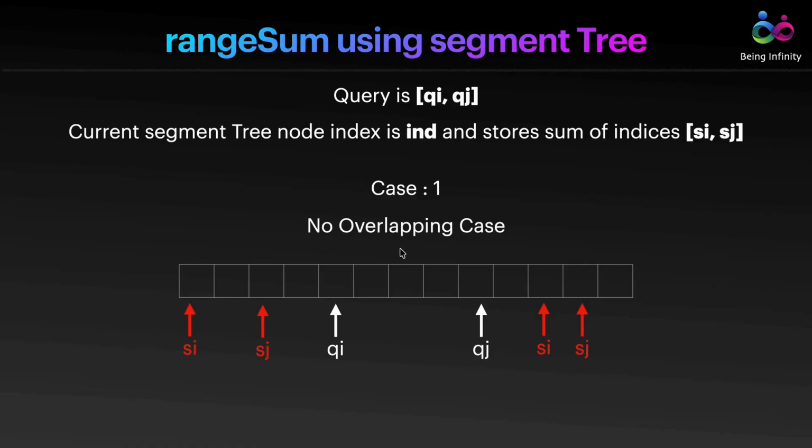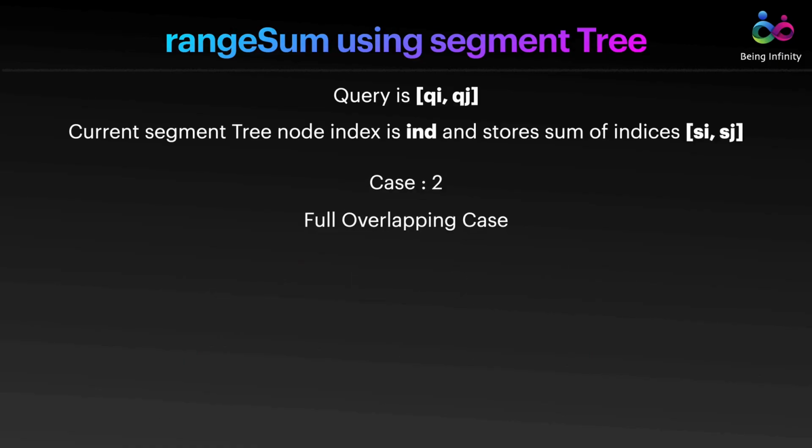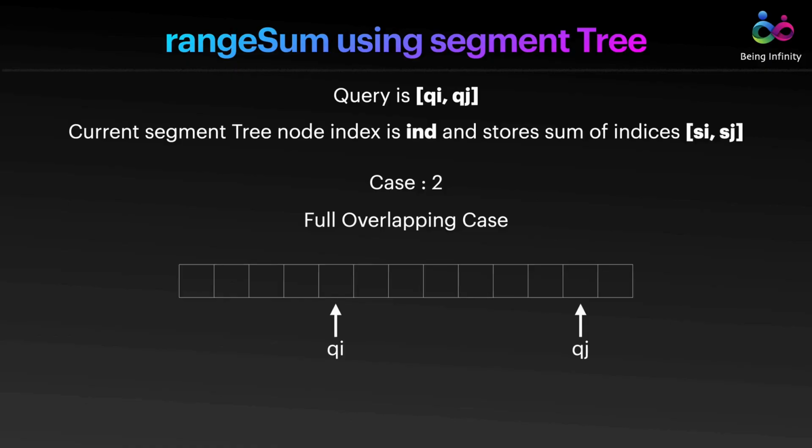Now the second case we are going to talk about is the full overlapping case. What do you mean by a full overlapping case? If your query is this, and if your segment has values like these, all elements can contribute to the answer, right? This is nothing but the full overlapping case. Another example is this. All elements of SI SJ are going to be contributing to the answer, full overlapping. Another example is this. Full overlapping simply means all the elements of SI SJ are actually going to contribute to the answer.